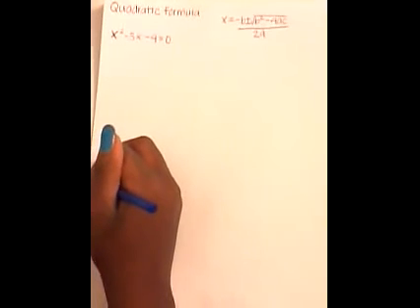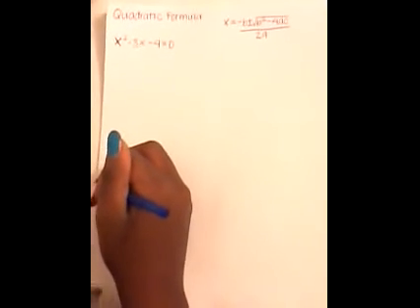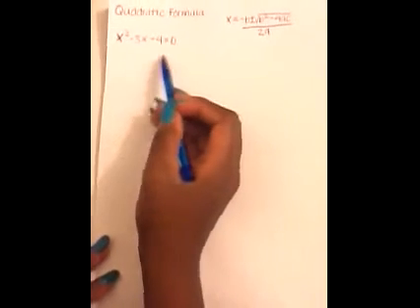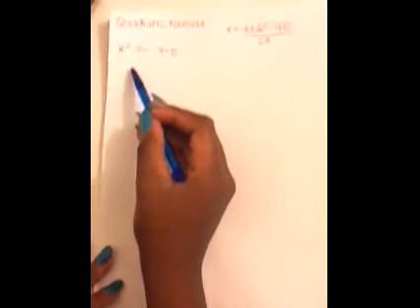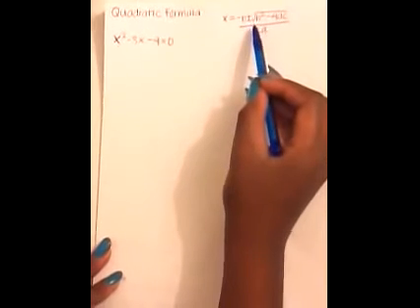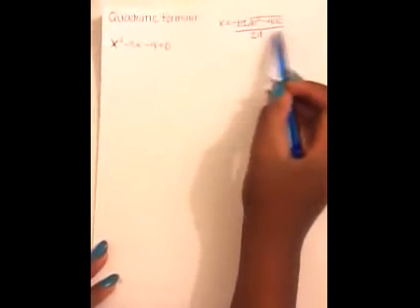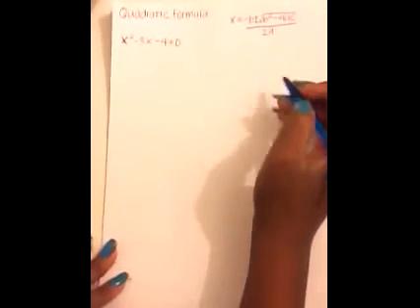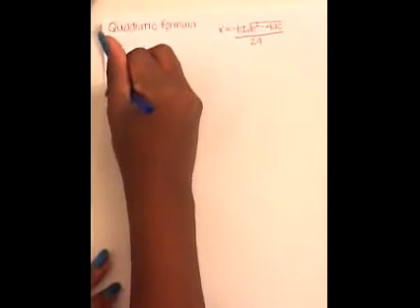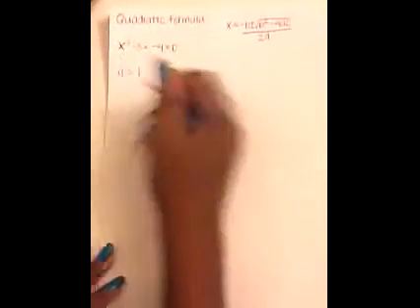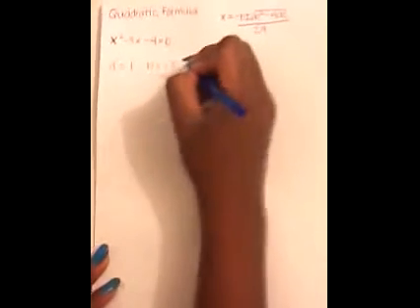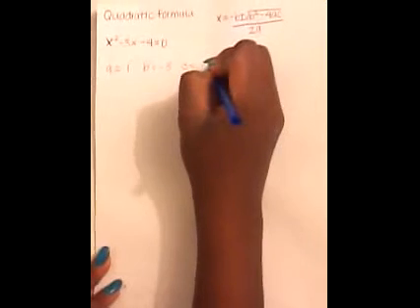The fourth method I'll be showing you for solving quadratic equations is the quadratic formula. This equation is x squared minus 3x minus 4 equals 0. And the formula you use to solve this is x equals negative b plus and minus the square root of b squared minus 4ac all over 2a. You first have to find the variables of a, b, and c. A, in this case, is 1. B is negative 3. And c equals negative 4.